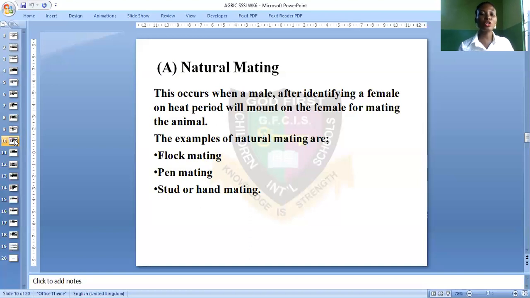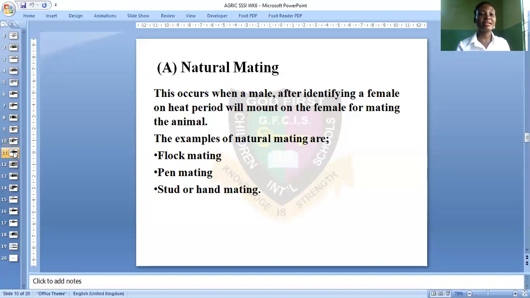The last one is stud or hand mating. Here, a male will be introduced to the female animal, and they'll be allowed to mate. And after mating, the male will be withdrawn. The male will be taken away from the female farm animal. So these are the three examples of natural mating.